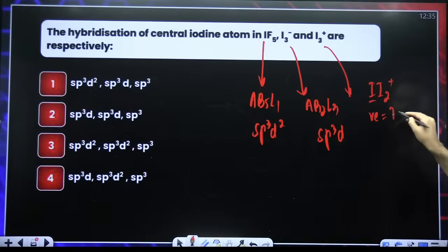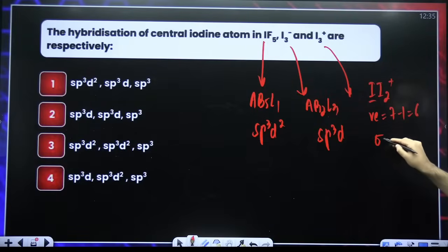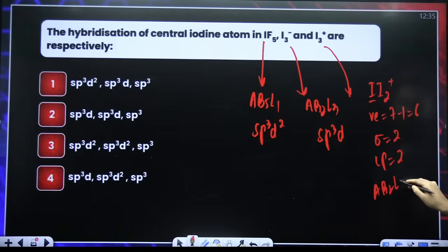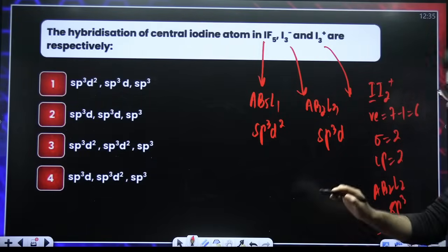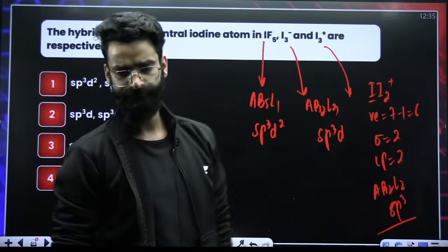I3 positive can be written as I2 positive. Valence electrons of this iodine is 7 minus 1, 6. Sigma bonds are 2. Lone pairs are 2. Type is AB2L2. Hybridization is sp3. Correct? Done?